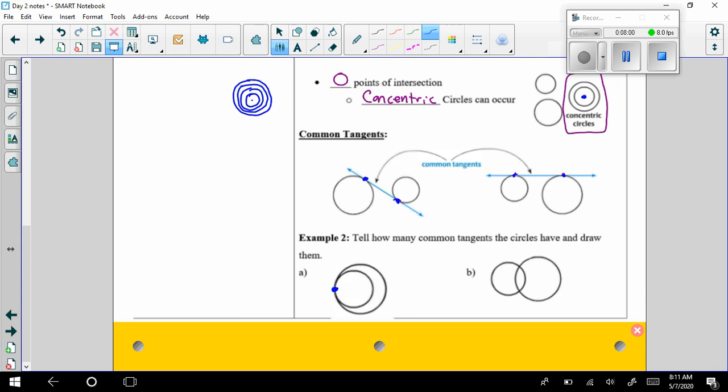So for example, this one only has 1 point of tangency between these circles, and so this one only has one common tangent. These two circles intersect, so they don't have any common tangents, but you can draw a line here that intersects that side, and here that intersects these sides. So this one has 1 where this one has 2.